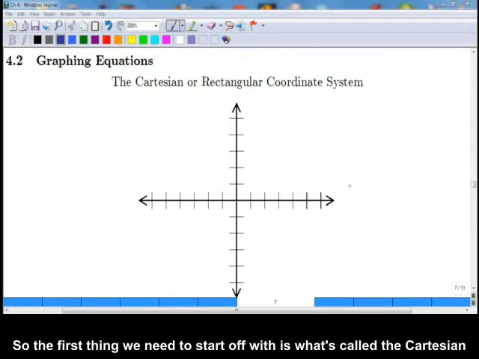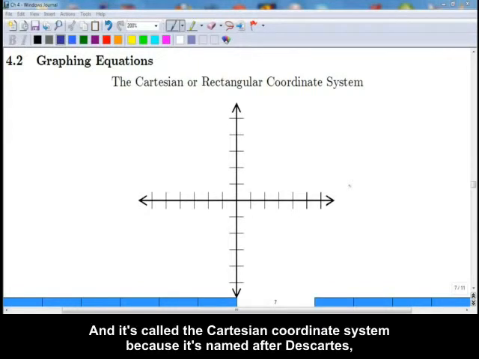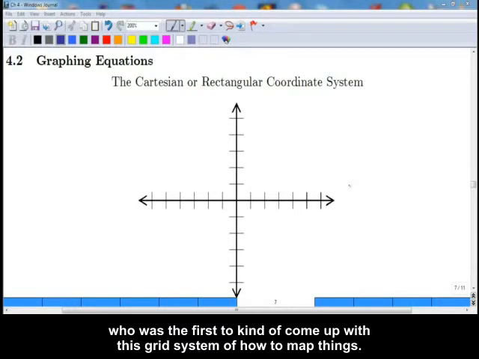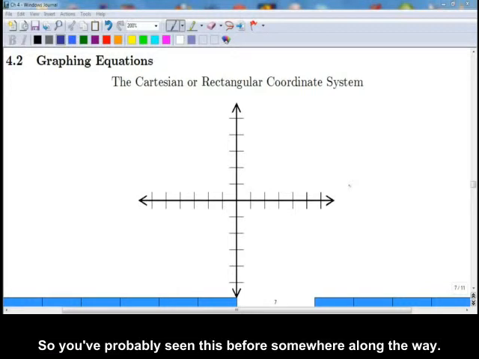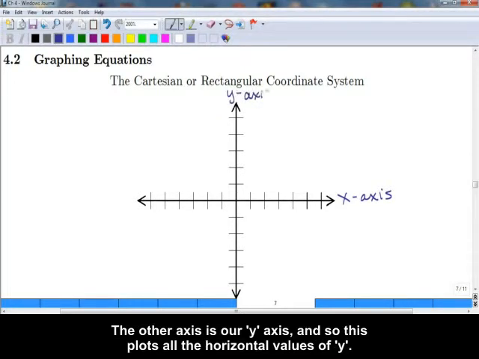So the first thing we need to start off with is what's called the Cartesian or the rectangular coordinate system. And it's called the Cartesian coordinate system because it's named after Descartes, who was the first to kind of come up with this grid system of how to map things. So, you've probably seen this before somewhere along the way. We define this to be the x-axis. So all of our x values lie along here. The other axis is our y-axis, and so this plots all the vertical values of y.